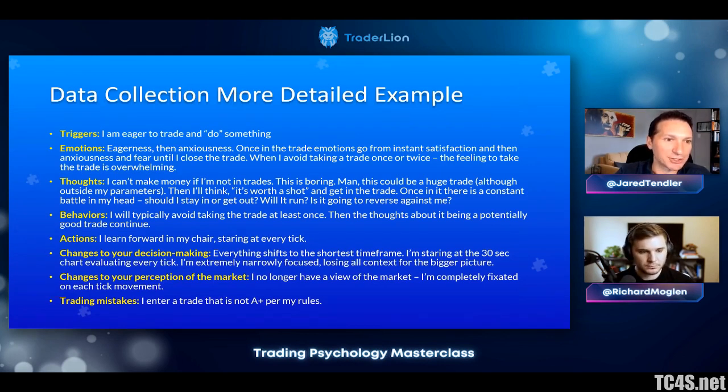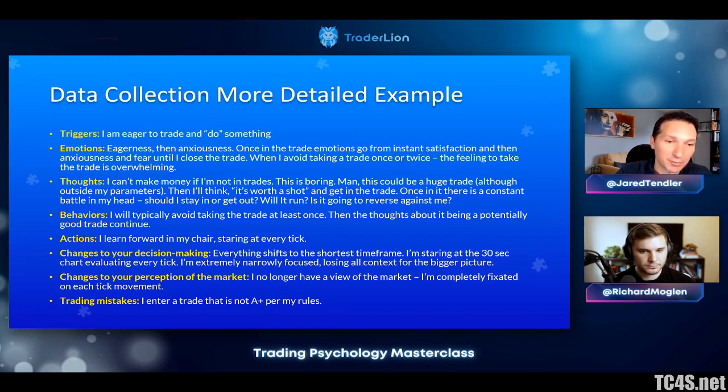The trigger is I'm eager to trade and do something. And you can see that there's a lot of emotions and thoughts that have been recognized here, right? So there's eagerness and anxiousness. Once in the trade, emotions go from instant satisfaction, okay, right? The eagerness to do something feels justified, and then there's satisfaction for that. But then there's anxiousness and fear all the way up until like I close the trade, right? When I avoid taking a trade once or twice, the feeling to take the trade is overwhelming, right? The feeling to do something is overwhelming.